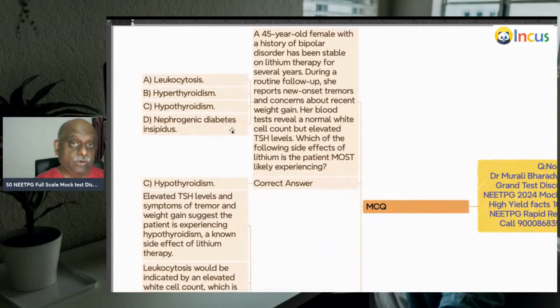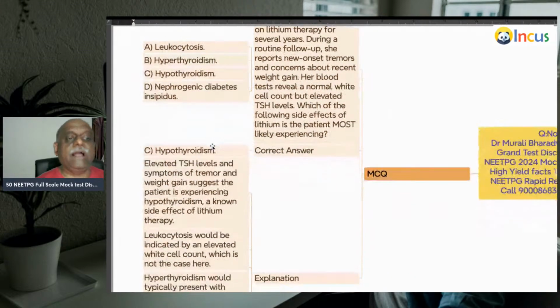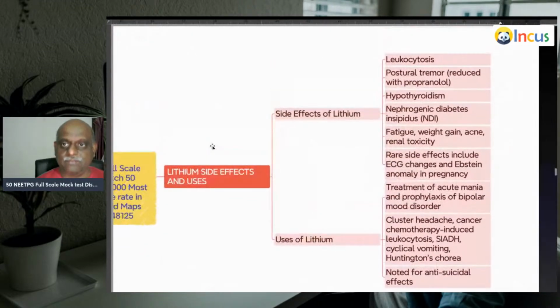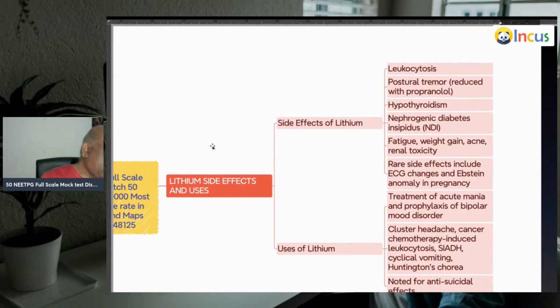A 45-year-old female with a history of bipolar disorder has been on lithium therapy. What are the side effects of lithium? Hypothyroidism. So what are all the side effects of lithium? One of the favorite questions of the examiner. Leukocytosis, postural tremor, hypothyroidism, nephrogenic diabetes insipidus, fatigue, weight gain, not weight loss, acne, renal toxicity, Ebstein's anomaly if given to a pregnant mother.